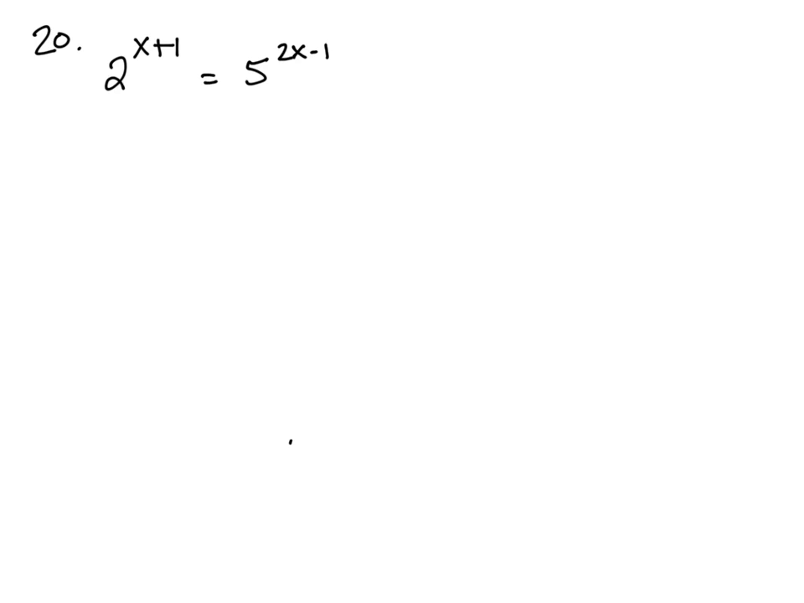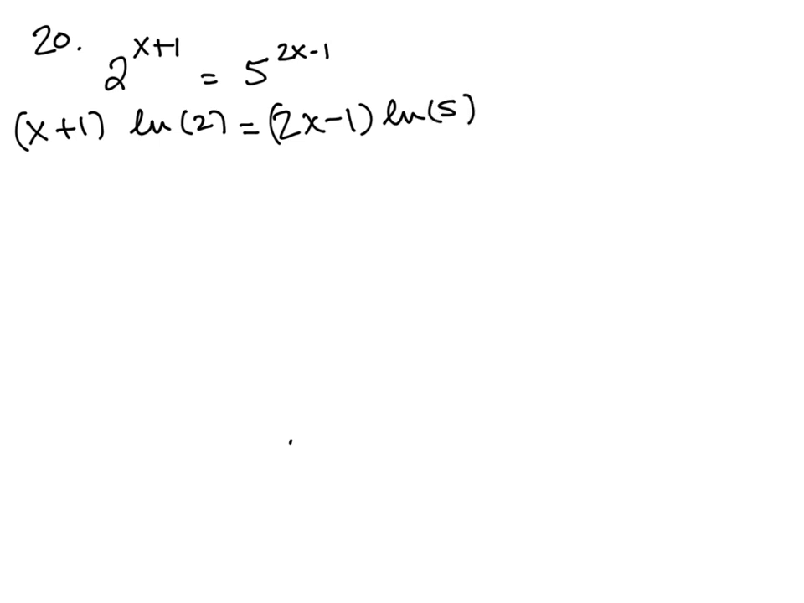When we natural log the 2 to the x plus 1, what's going to happen to the x plus 1? It's going to come to the front. So can we agree that this is going to become x plus 1 times natural log 2? And we don't have to show all of those steps. Equals 2x minus 1 times natural log 5. Are we all in the same place here?